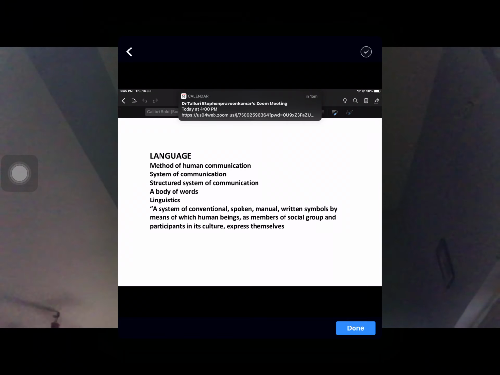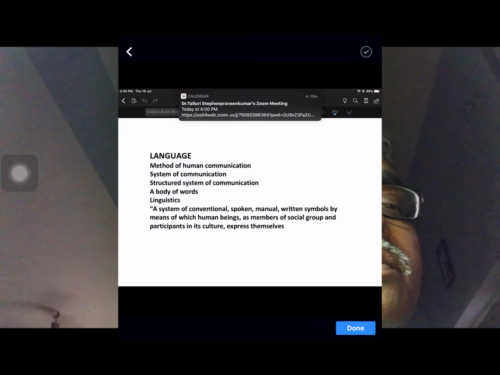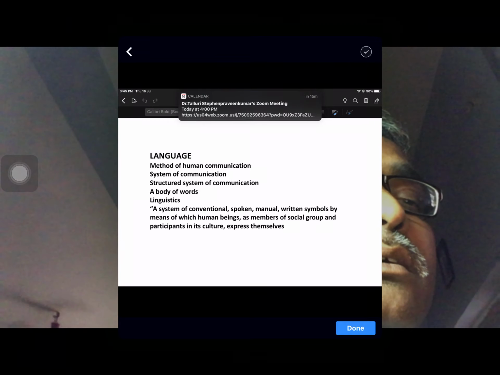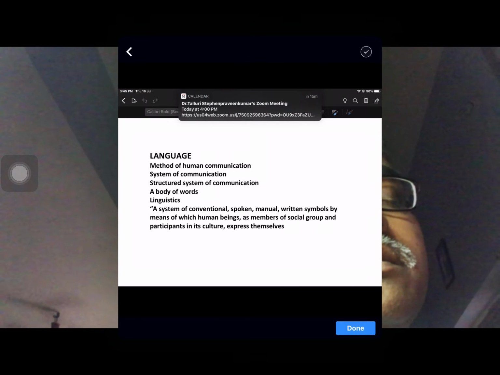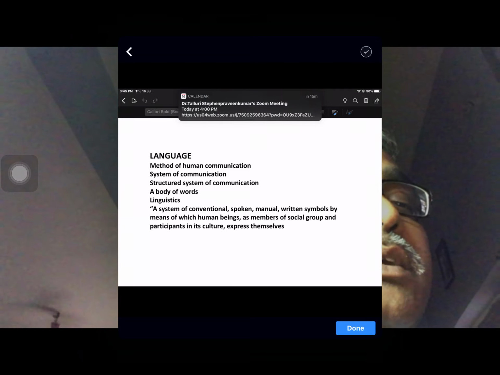Manual written, a system of conventional spoken manual written symbols. So written means we use in writing. So symbol doesn't mean any kind of sign, but whatever words we use have to be understood as symbols. So words here behave like symbols.